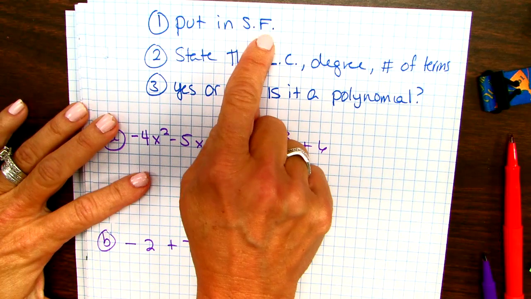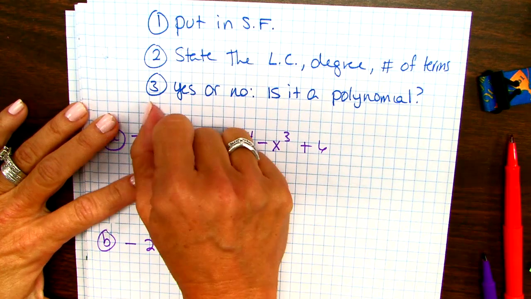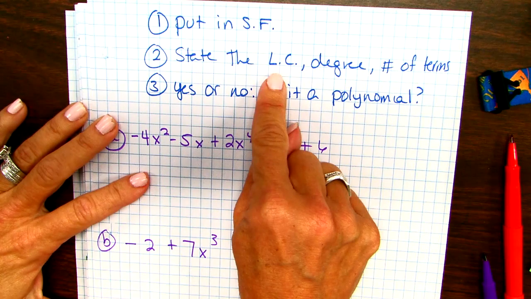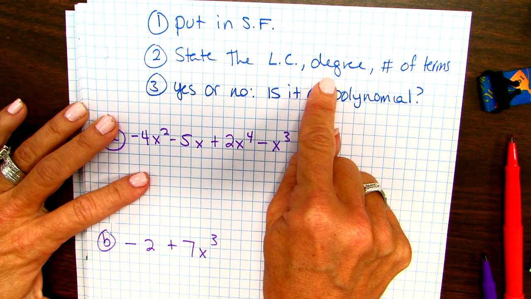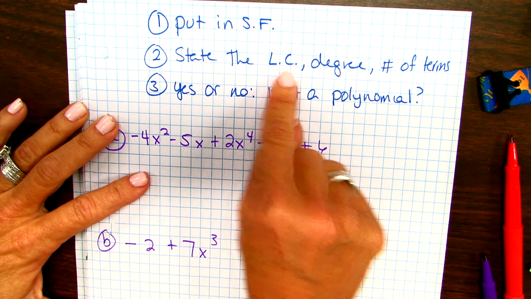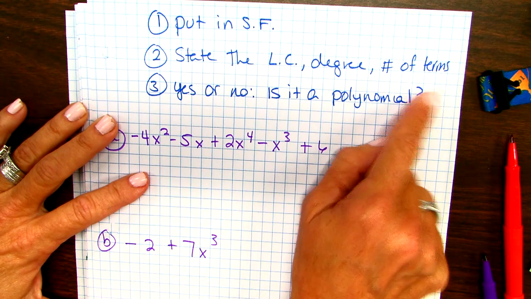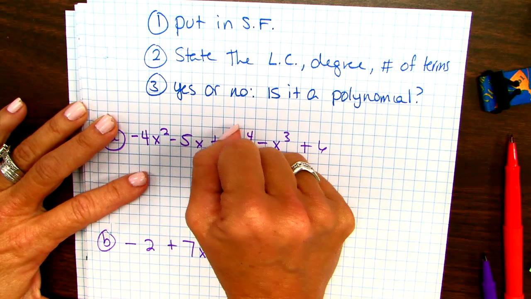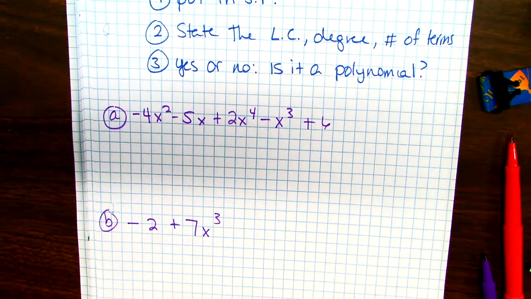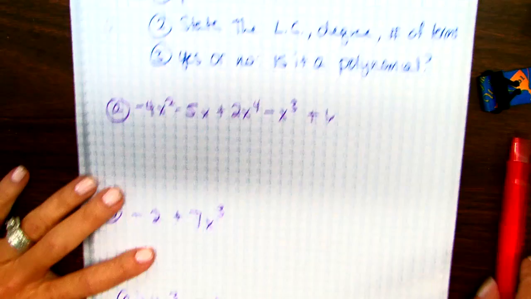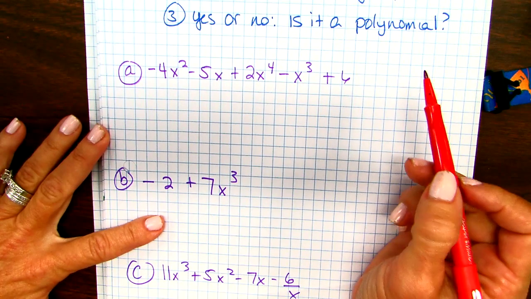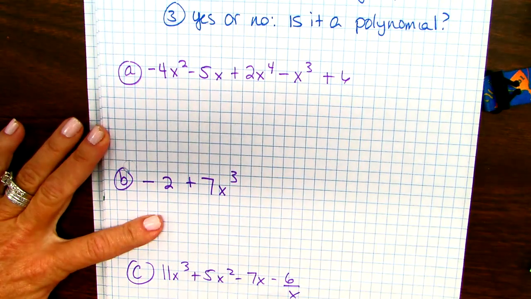Put in standard form, and then we're going to state all those pieces. The leading coefficient, degree, just turn the paper over, it's on the back of your paper. Leading coefficient, degree, number of terms, okay? And then you're going to say yes or no, is it a polynomial? All right, so let's go through this. So first step would be to put it in standard form. That's the best thing to start with, okay? That's why I put it as number 1.